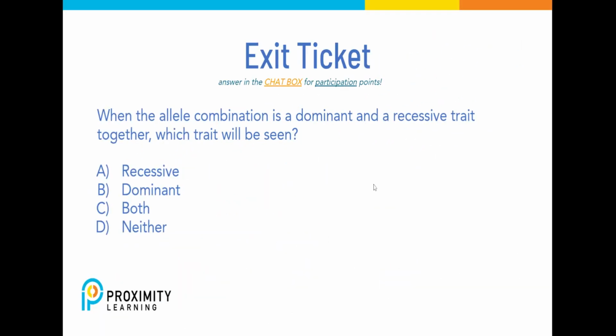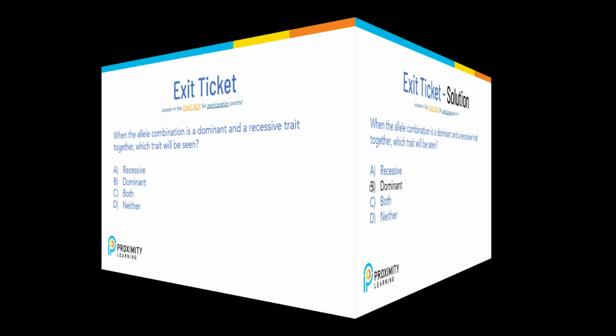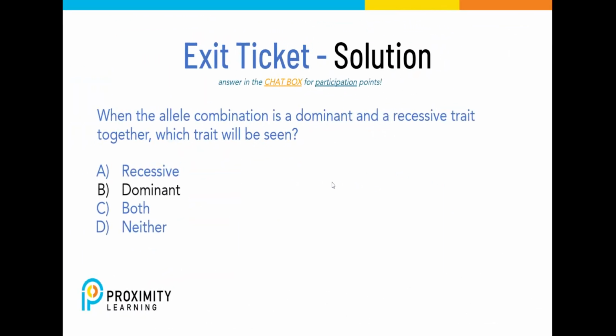All right, and let's do our exit ticket. When the allele combination is a dominant and a recessive trait together, which trait will be seen? Type your answer in the Zoom chat box. Of course, it is going to be dominant, because anytime you have an uppercase letter, the dominant takes over.